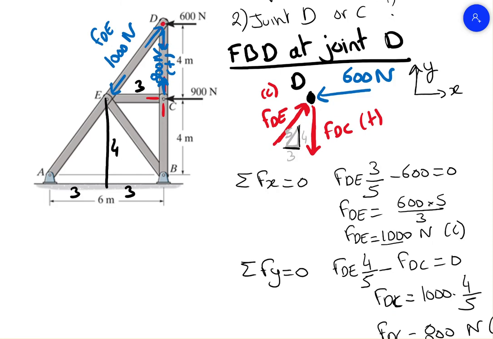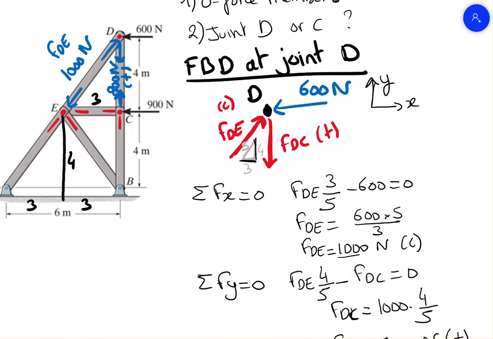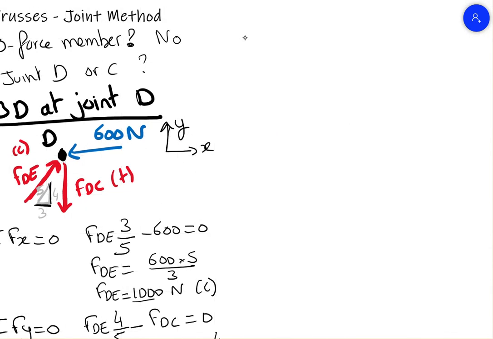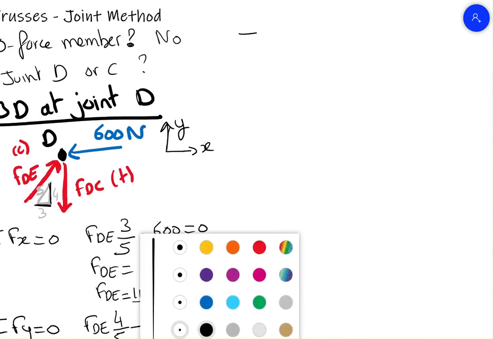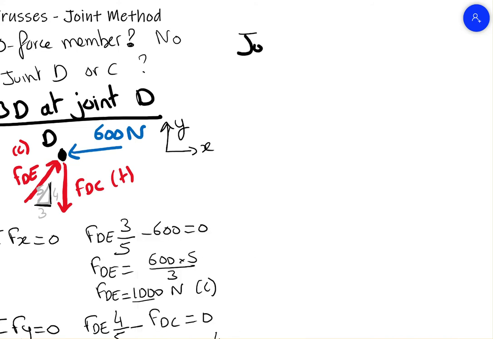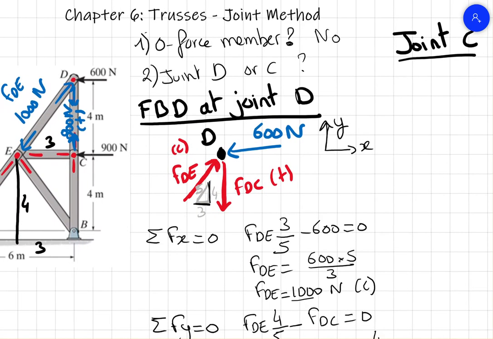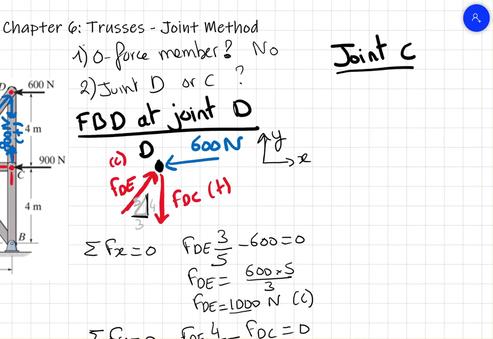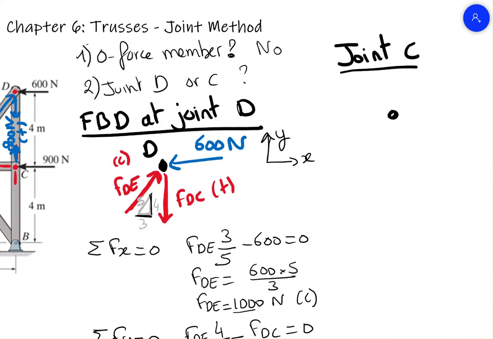Now that we did joint D, we can do either joint C or joint E. If you look at joint E, we will have 1, 2, 3 unknowns, so we cannot solve. If we look at joint C, we have two unknowns left. So let's do joint C. Let's do the free body diagram like this. So we have joint C.